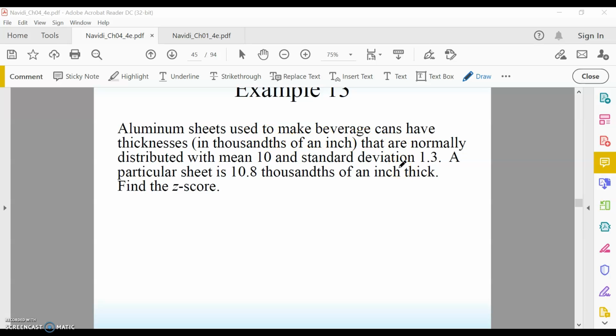Okay. All right, so for example, a big engineering example: aluminum sheets used to make beverage cans have a thickness in thousandths of an inch that are normally distributed. So we know we have normal, we know the mean is 10, we know the standard deviation is 1.3. A particular sheet is 10.8 thousandths of an inch. Notice that's above the mean. It should be a positive z-score.